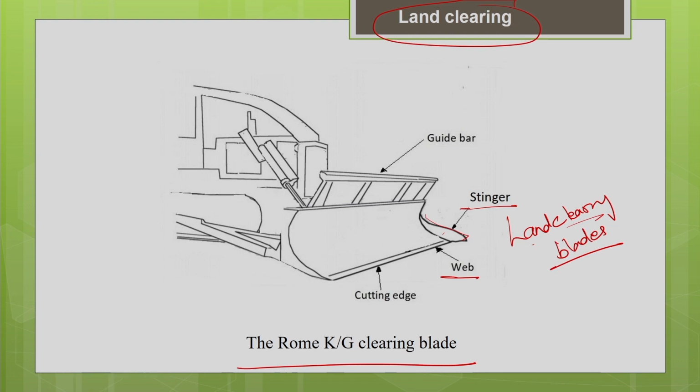One more important thing to note is that there is a cutting edge at the bottom of every blade. When you use a blade frequently, the part that gets worn out fastest is the cutting edge. So we don't replace the blade very often, we replace only the cutting edge. The cutting edge is just bolted at the bottom of the blade, so once it gets worn out, you can just replace it with a new one.